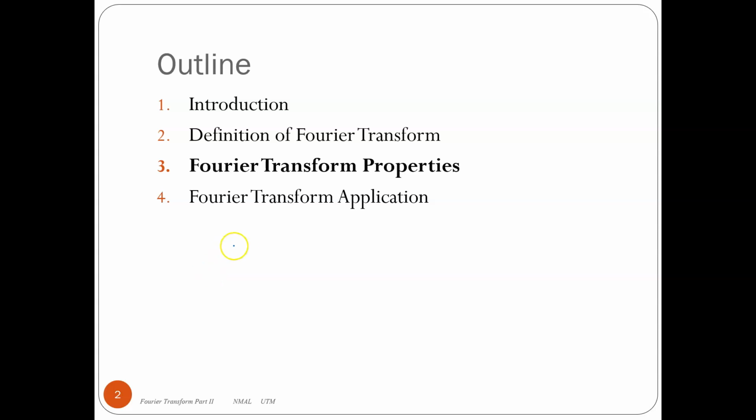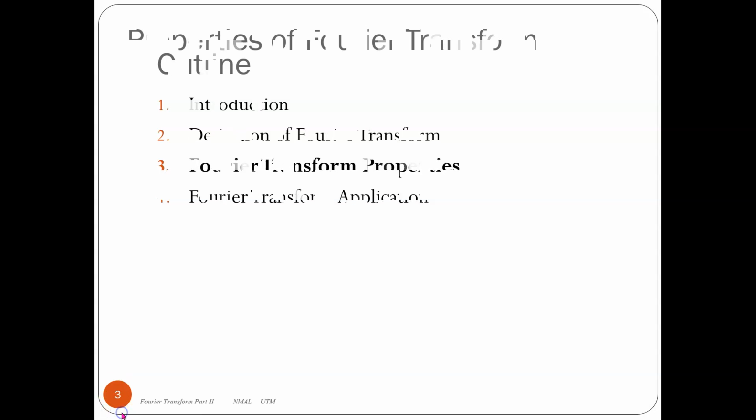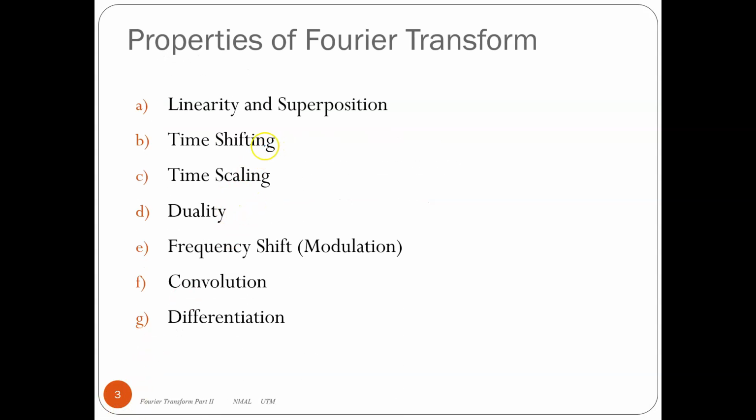So for this part, I'm going to explain the Fourier transform properties and show you some examples. These are the properties of the Fourier transform: linearity and superposition, time shifting, time scaling, which we already learned about in the time domain, and then the duality, the frequency shift or modulation, convolution, and also differentiation.